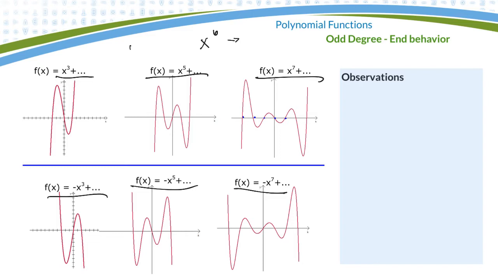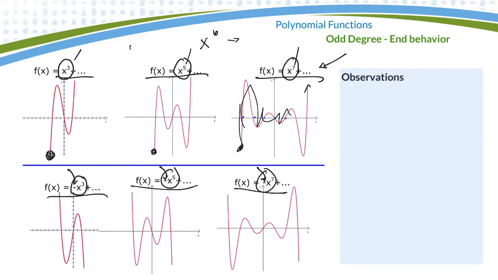You'll notice that these ones are all odd degrees, and these are all the leading terms, and so that would be the degree of the polynomial. All of these are odd degrees. The ones down at the bottom are also odd, but notice that they have a minus sign in front. All of them have a minus sign. Hopefully you've observed that. Now, in taking a look at these positive odd ones up top, notice that they all start at the bottom, and they go up and do their thing, and they all end going up.